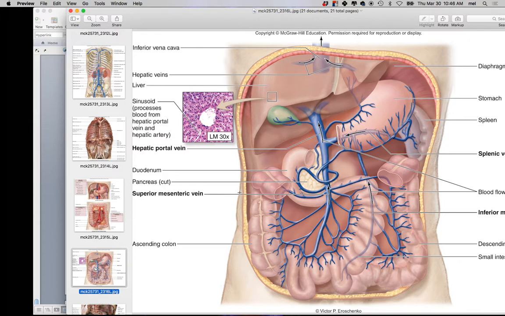The back leg, I'll tell you what it's draining because they cut off most of it. Back leg of the chair is draining the vast majority of the small intestine and the proximal portions of the large intestine, the ascending and transverse colon. So what do you think this vein is called? Yeah, that's the superior mesenteric vein.